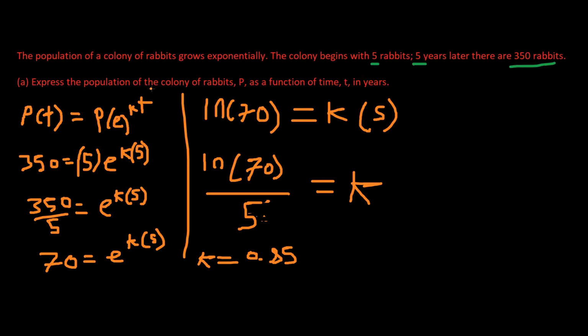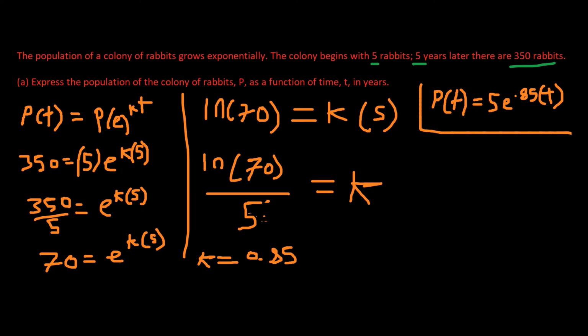So express the population of the colony of rabbits P as a function of time T in years. So we're going to have P of T is equal to 5e to the power of 0.85 times t. That would be the final answer. That is the formula. So P of T is equal to 5e to the power of 0.85 times t.